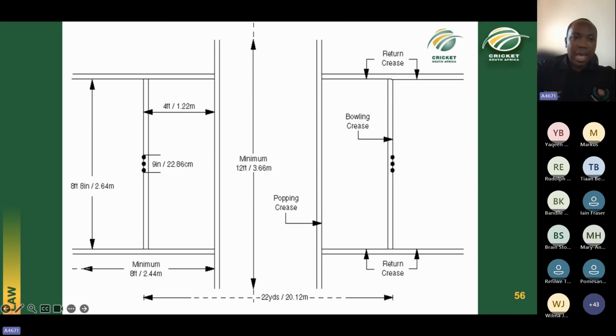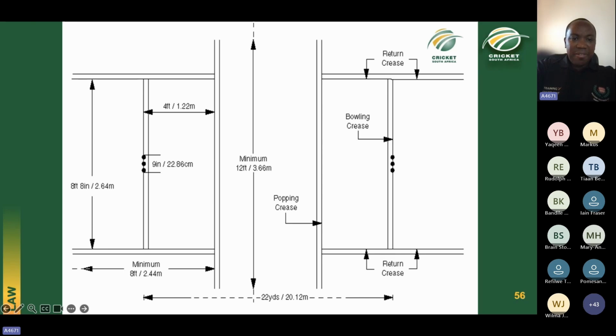Similarly, you'll see the arrows to measure the width of the bowling crease from one return crease to the other. It is the inside edge of the one return crease to the inside edge of the other return crease. And that is because those two edges are the edges closest to the stumps for the respective return creases.